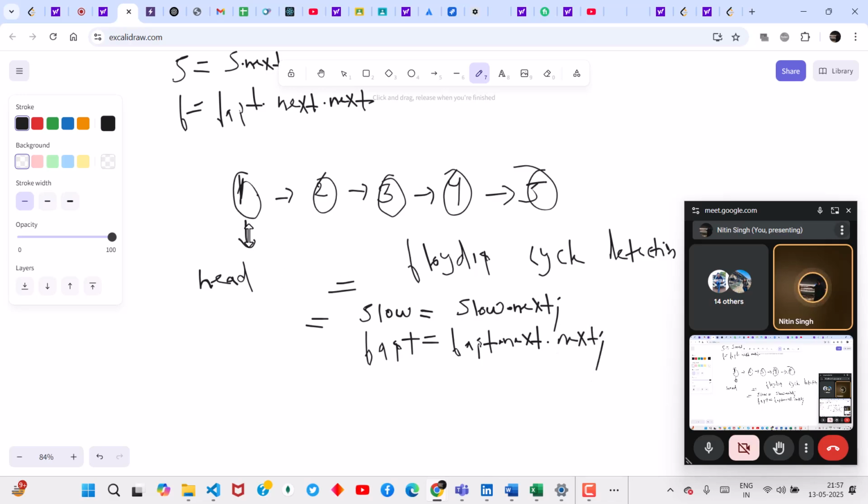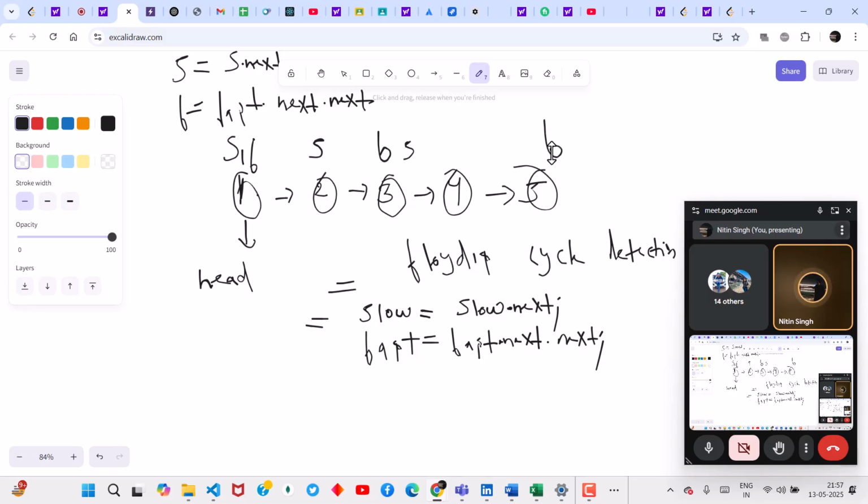Fine. Initially, they both will be on my head, but the moment either my fast.next is equal to null or my fast is equal to null, I'll keep moving to the next node of my linked list. My slow will be here initially, and my fast will be here initially. This guy will be moving one step ahead. In the next iteration, my slow will be here, and my fast will be here. In the next iteration, my slow will be here, and my fast will be here.